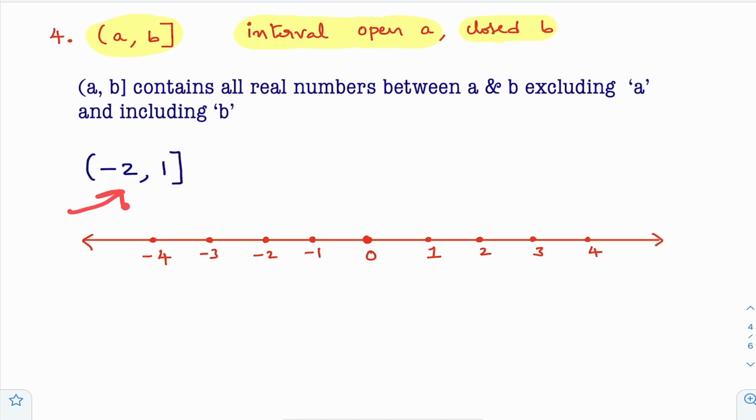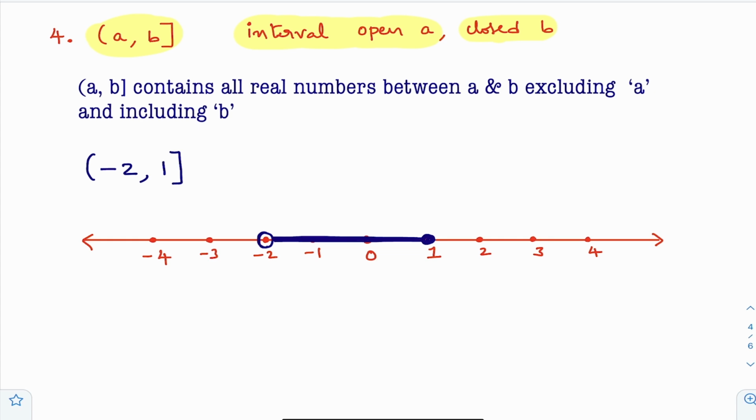You see this interval, how do you read it? Interval open -2 closed 1. You need to mark this on the number line. See here, open -2 means minus 2 is not included. So you just draw one open circle like this. 1 is included, this is closed one. At 1, you just mark one dark circle. Now, what numbers are present in this interval? All the real numbers in between minus 2 and 1 are present in this interval. Minus 2 is excluded. 1 is included.